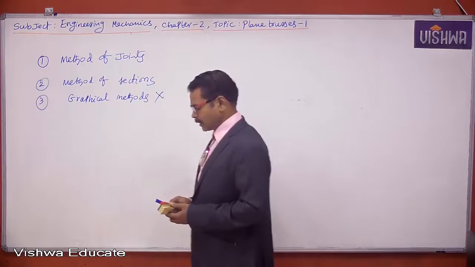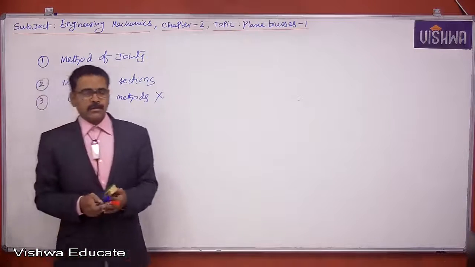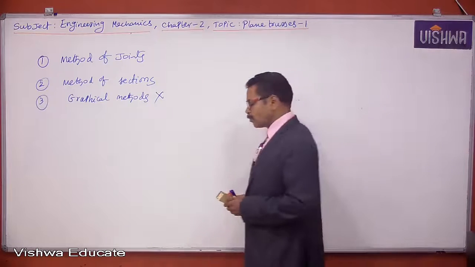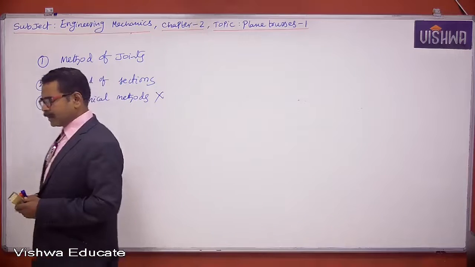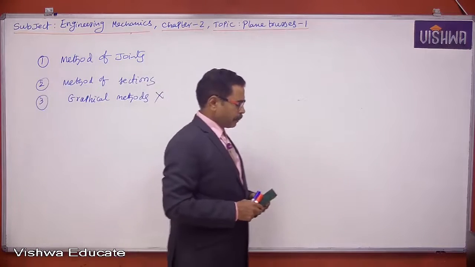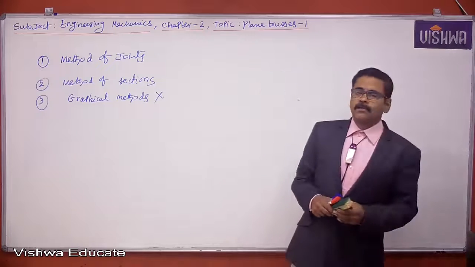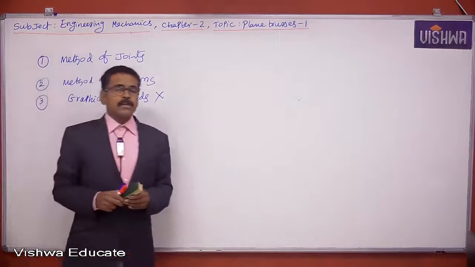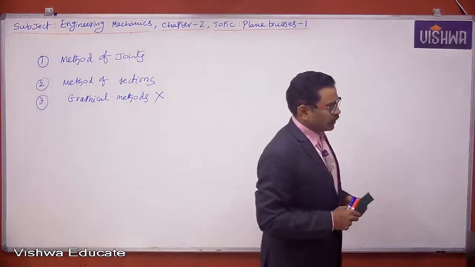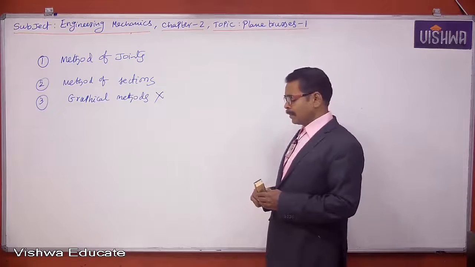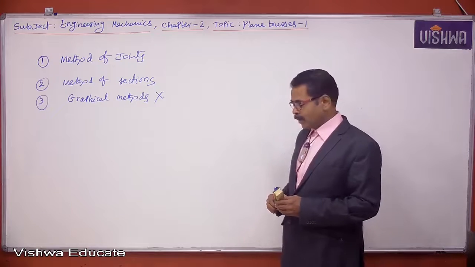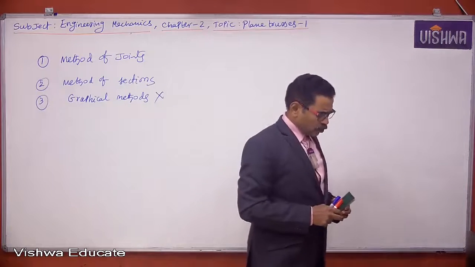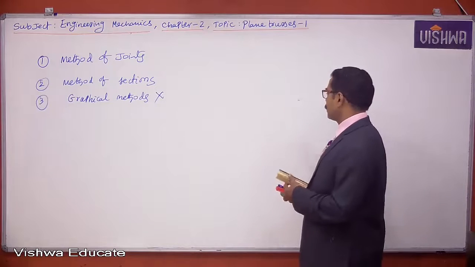Second shortcut. If any 2 non-collinear members are joined by a pin joint without any external load at the joint, the load carried by those 2 members is 0.